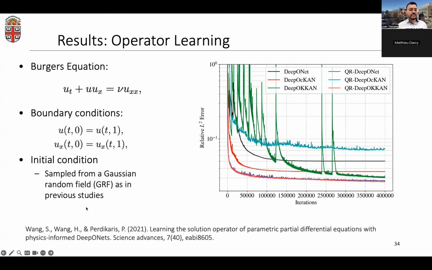Okay, then we go to operator learning. We can do that too, for DeepONets and for QR DeepONets, and we see something quite interesting again. Then we're going to do it for Burgers' equation. We're going to have these boundary conditions, and we're going to sample the initial condition from a Gaussian random field, as in previous studies, like the CKAN study and also the FNO study. And these are the results that we are trying to get.